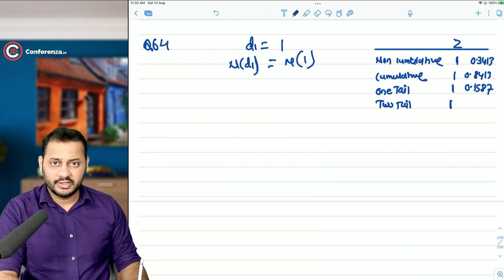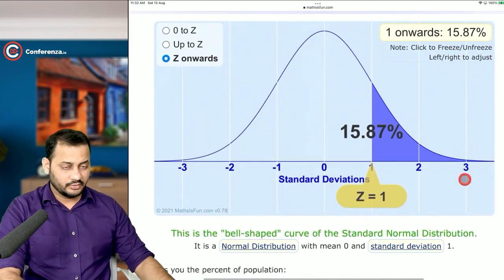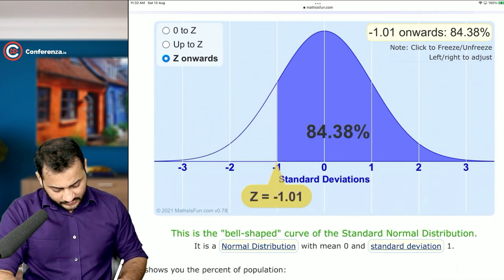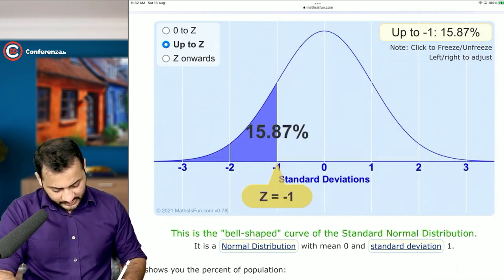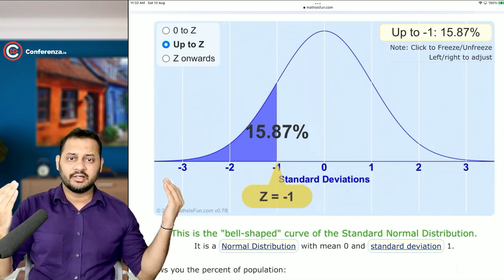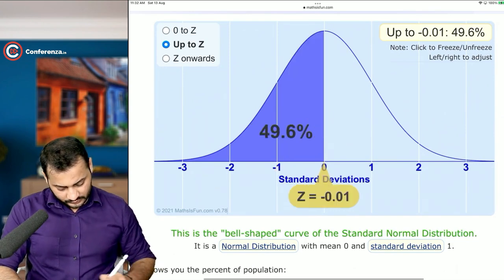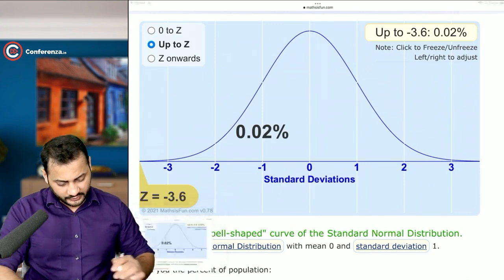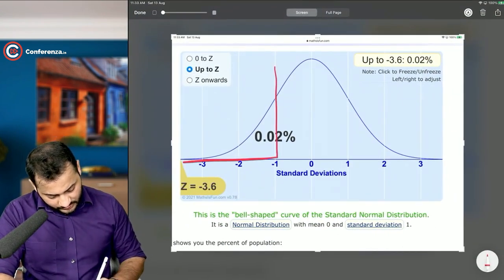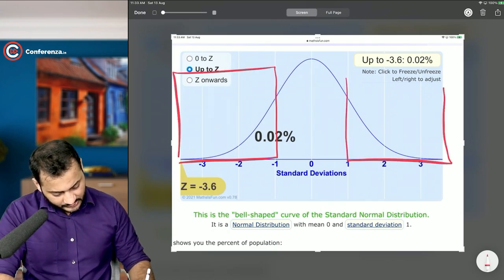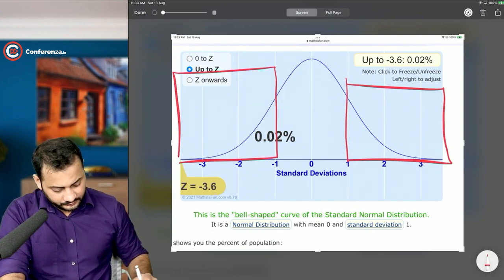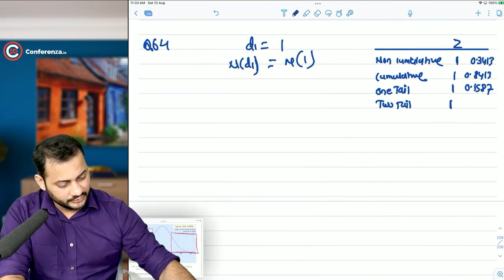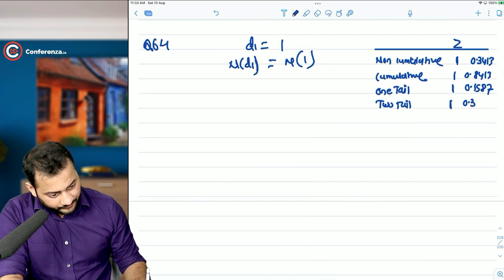and the two tail value for 1 standard deviation is nothing but, see, two tail means from this area to the entire right hand side, and from this area to the entire left hand side. So this is one tail and this is the second tail. Two tail is the value in this area and the value in this area. So they might give you a two tail value, which is 0.1587 times 2, that will be 0.3174.